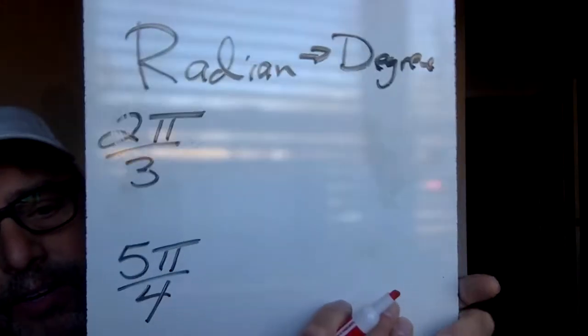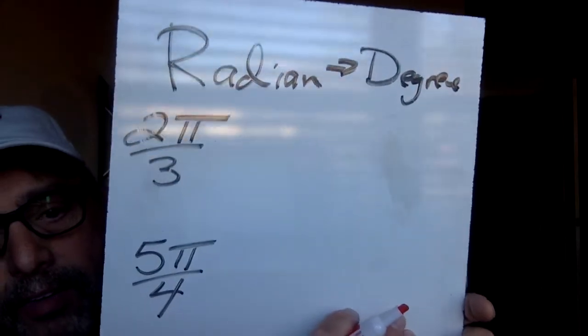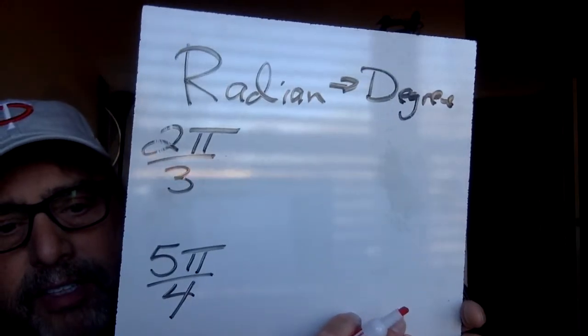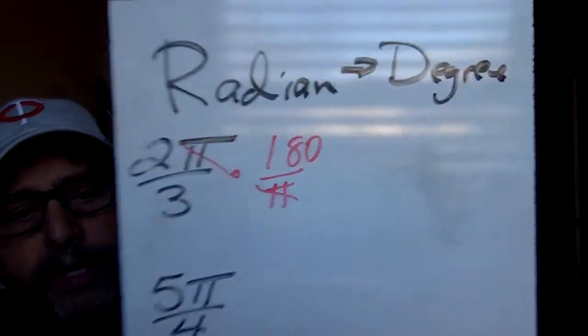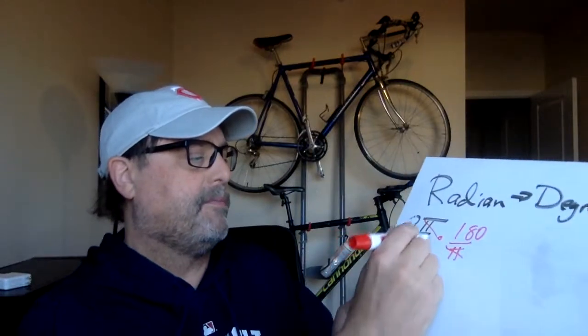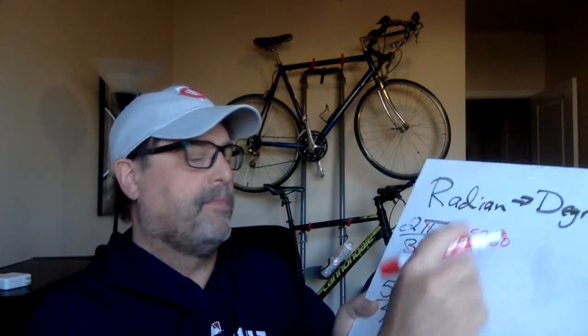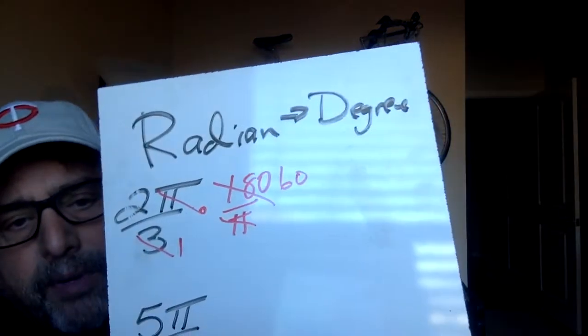And finally, continuing converting radians into degrees. You can see outside, you can see the reflection. That's sort of cool. Take it times 180 over pi. The pi's will cross out. 3 goes into 180 60 times. And on top, what is not crossed out is 2 times 60.